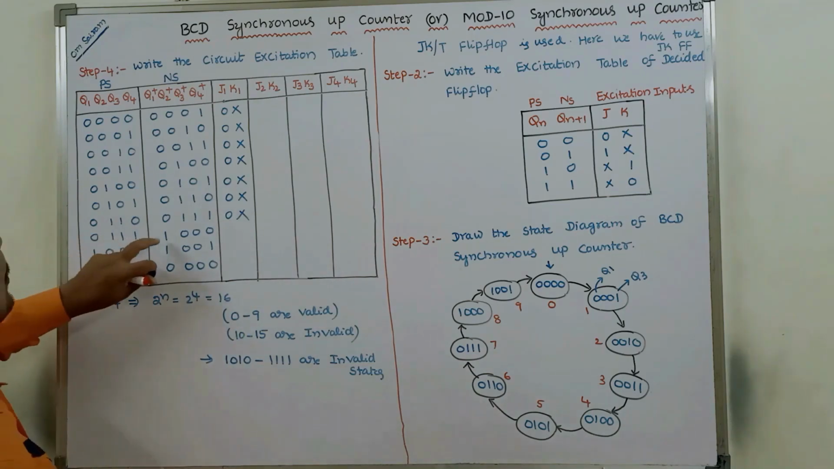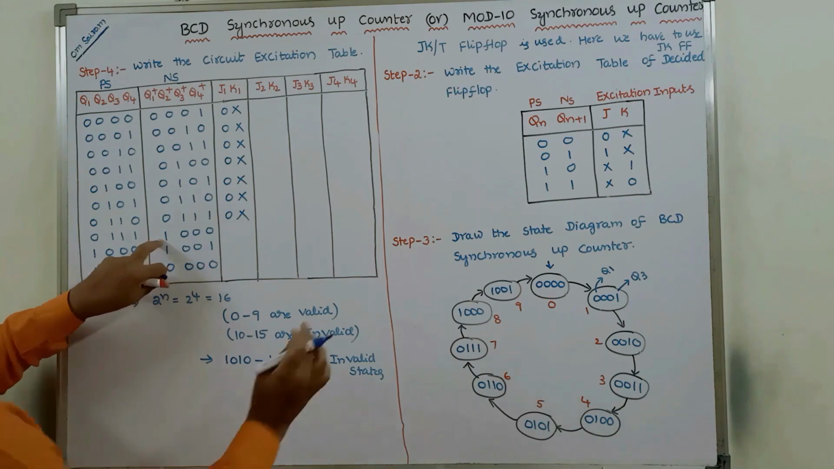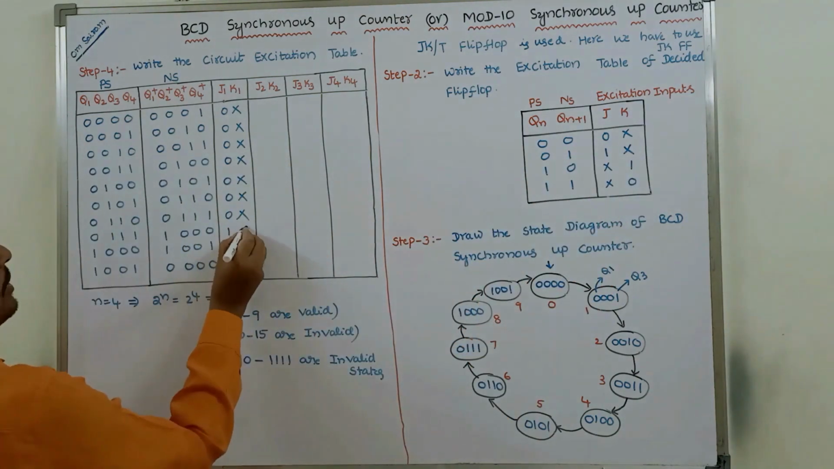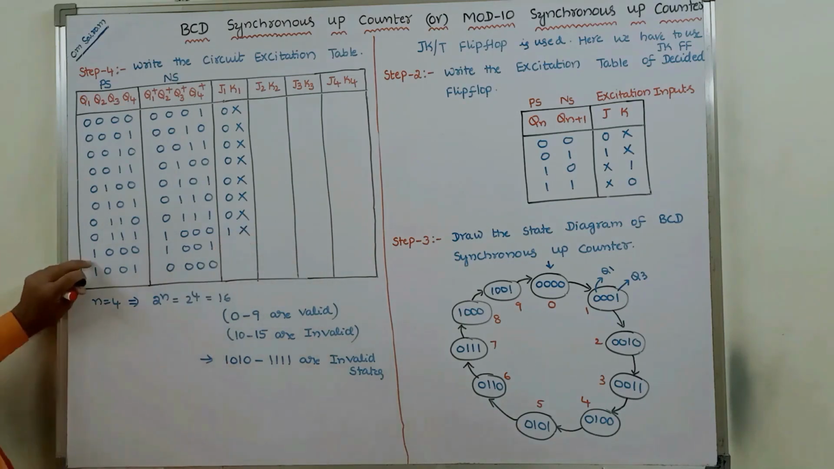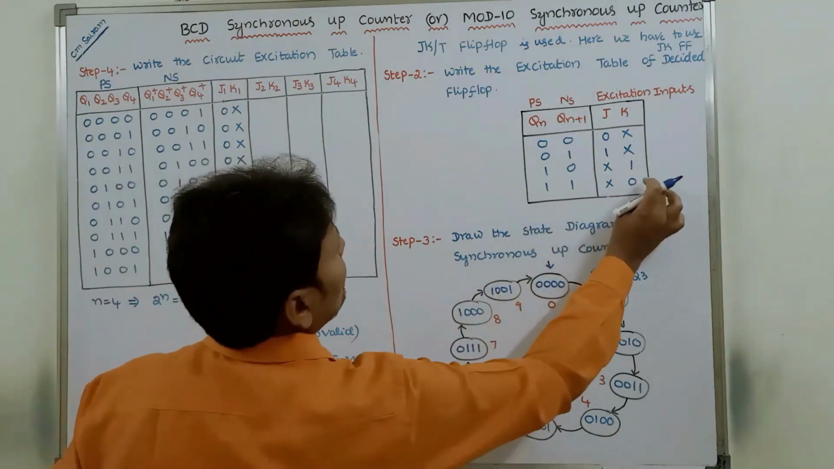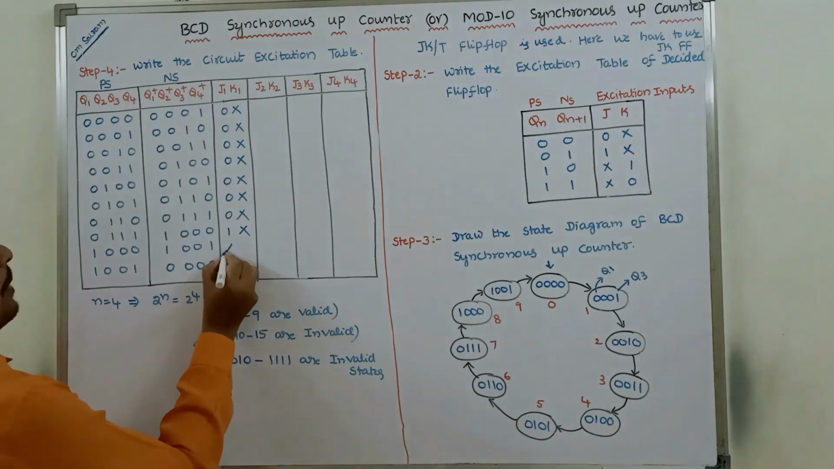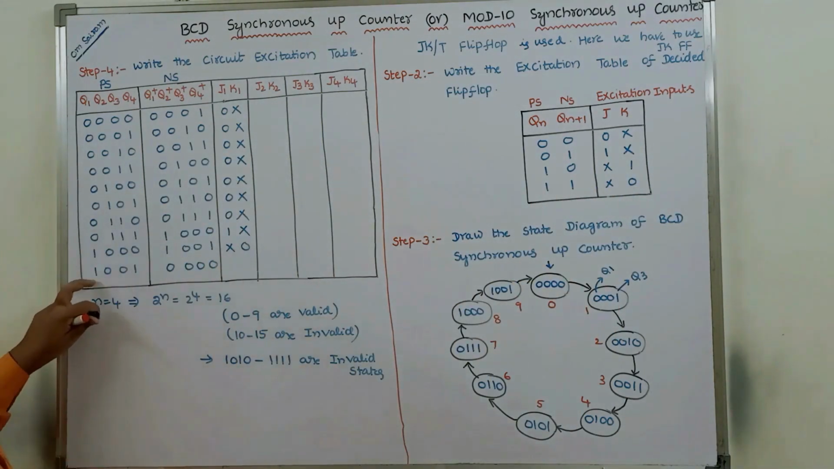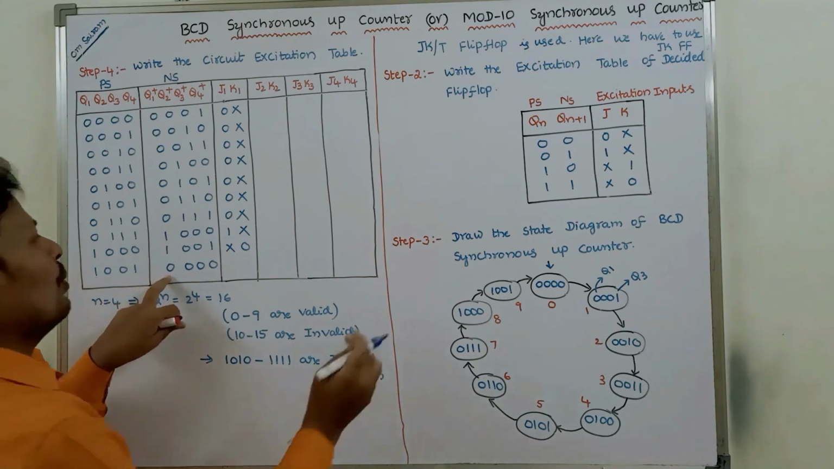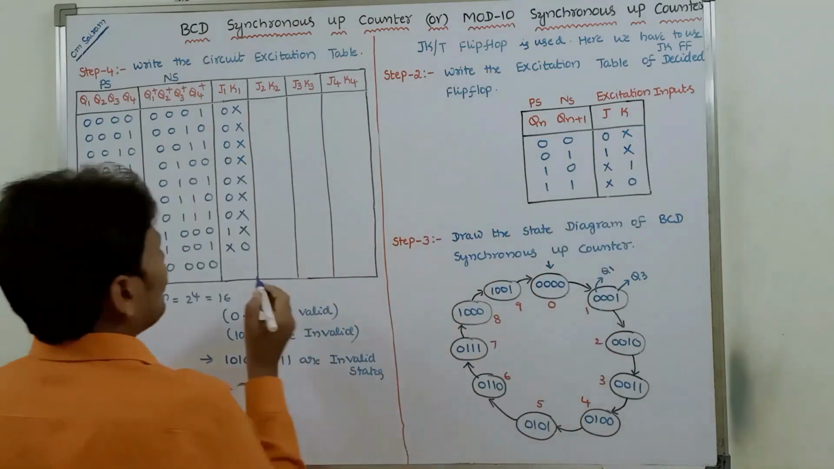Q1 value is 0, Q1 plus value is 1, 0, 1. What are the excitation inputs? 1, don't care. Q1 value is 1, Q1 plus value is 1, so don't care, 0. Next, Q1 value is 1 and Q1 plus value is 0, so don't care, 1.